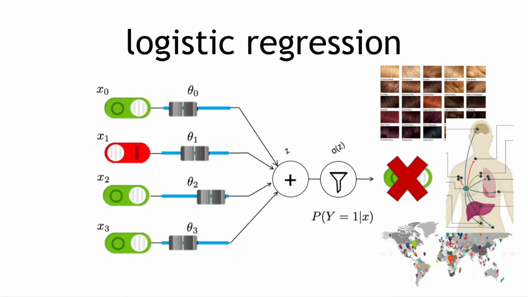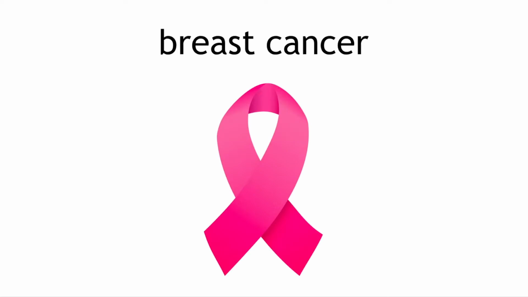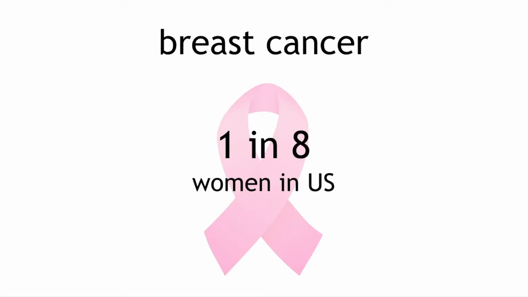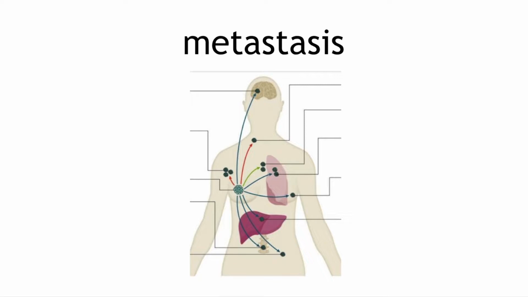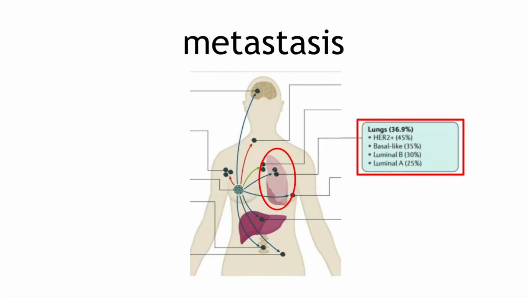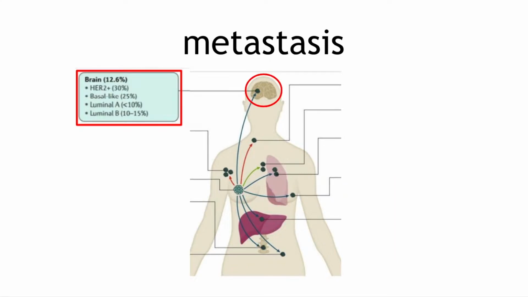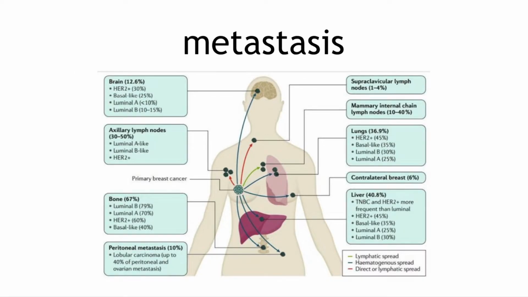location, or disease outcome? For example, breast cancer, which 1 in 8 women in the US will develop within her lifetime, has a myriad of outcomes. 1 in 3 women with breast cancer will go on to develop what is called a metastasis, which is breast cancer that occurs somewhere else in the body, like the lungs, liver, brain, and many other possibilities besides.